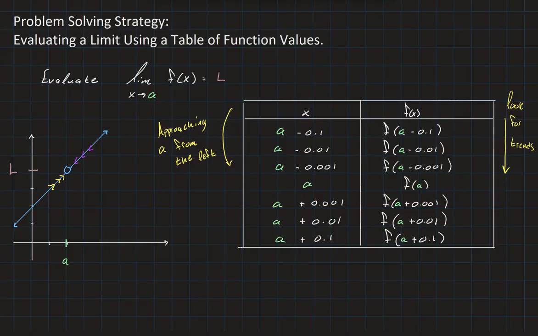Likewise, if I take my a value and I add some values to it, this part of the table represents approaching that value a from the right. And likewise, what we can do with our outputs of our function on this side of the table is look for trends. And what this will do is give us a good idea of how our function is behaving in the region of a, in the vicinity of a, even if the function is not defined at a. So let's look at some specific examples.